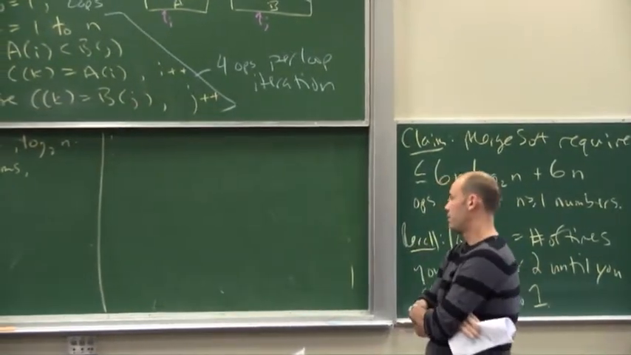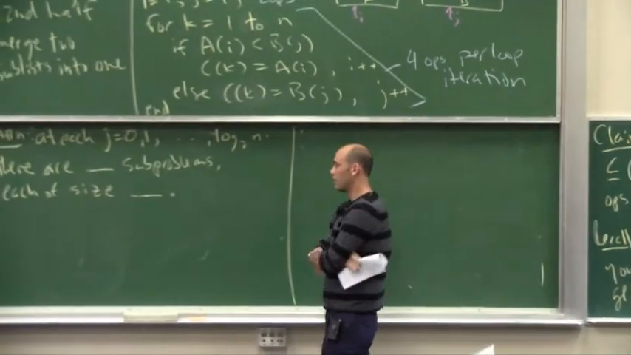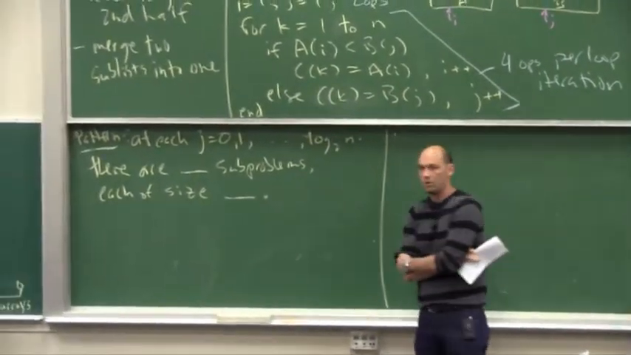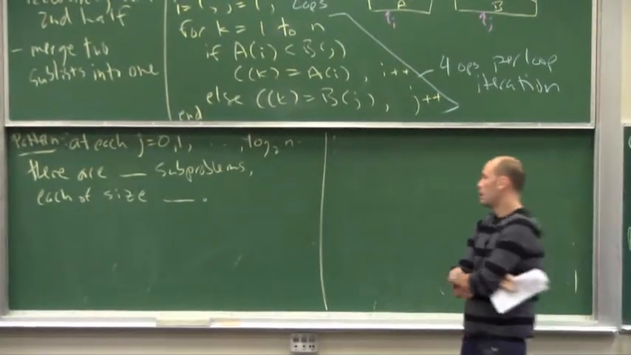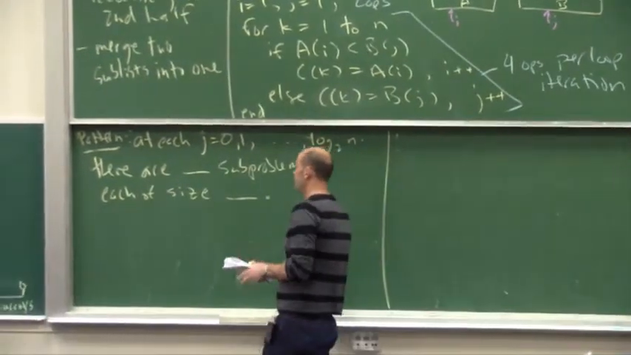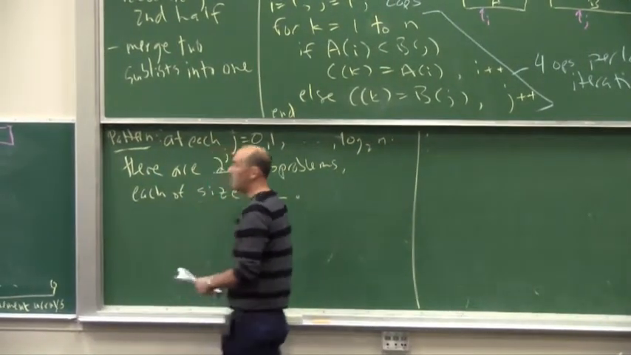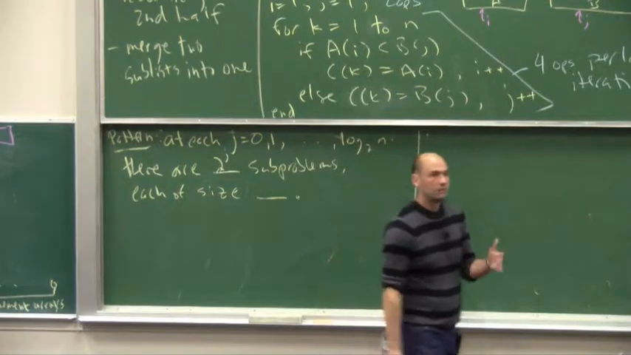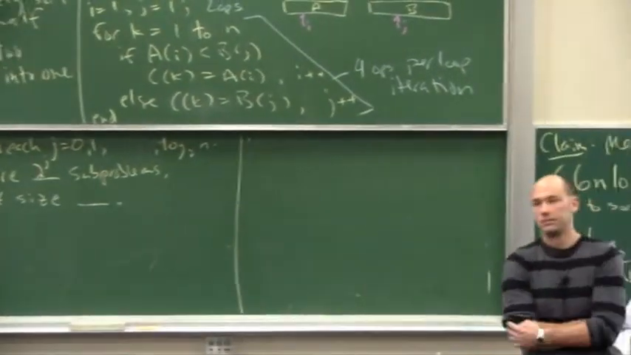So let's start with the first blank. At level j, how many subproblems are there? In other words, at level j, how many nodes are there in that tree? 2 to the j. Right? So at the top level, there's 1. Okay, so at level 0, there's 2 to the 0, and then it doubles every level. So it's going to be 2 to the j.